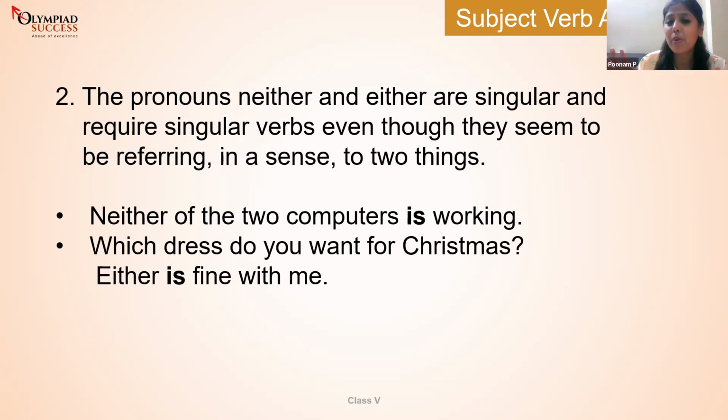Which dress do you want for Christmas? Either is fine with me. Okay, either is fine with me. There are two dresses, although you're referring to two, you are indicating only one. So you would use a singular verb.